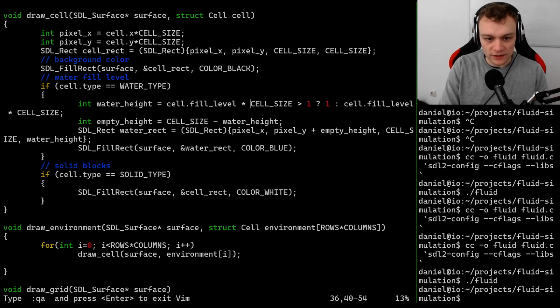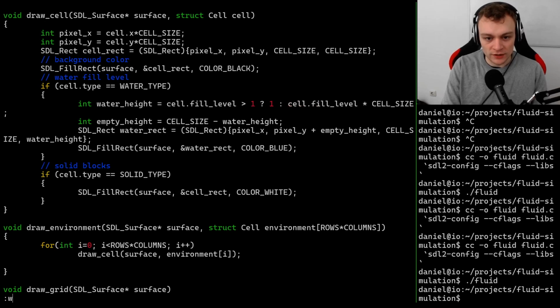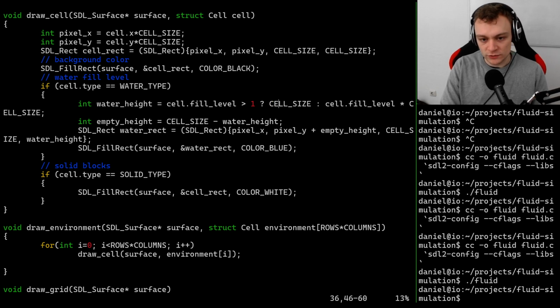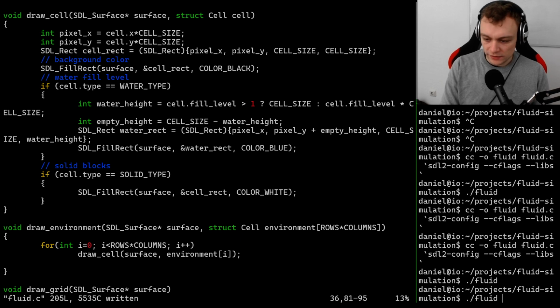So we have to check, is the fill level bigger than 1? If yes, then the water height is the cell size. If the fill level is bigger than 1, which is 100%, that means we fill the entire cell. So we set the cell size as the fill height, as the water height. Else we pick the cell.fill level multiplied by the cell size. Okay, I think this should be good.